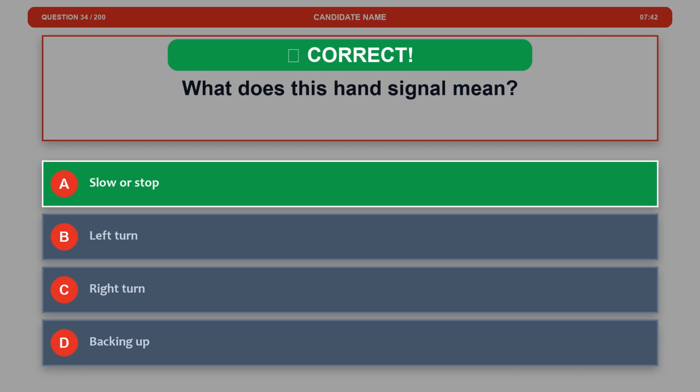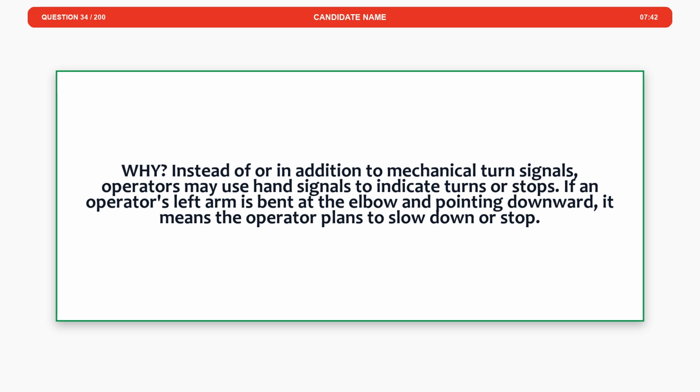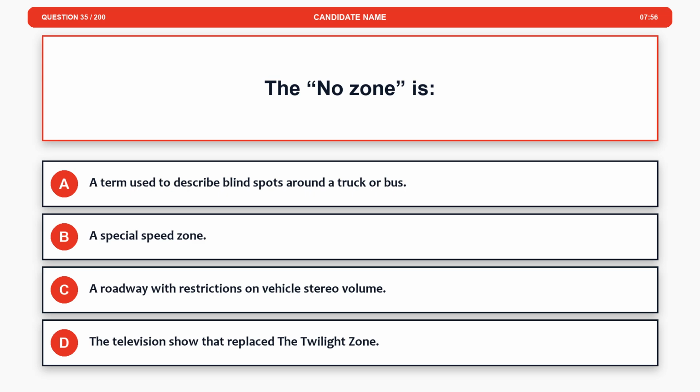The correct answer is option A, slow or stop. Explanation. Instead of or in addition to mechanical turn signals, operators may use hand signals to indicate turns or stops. If an operator's left arm is bent at the elbow and pointing downward, it means the operator plans to slow down or stop.